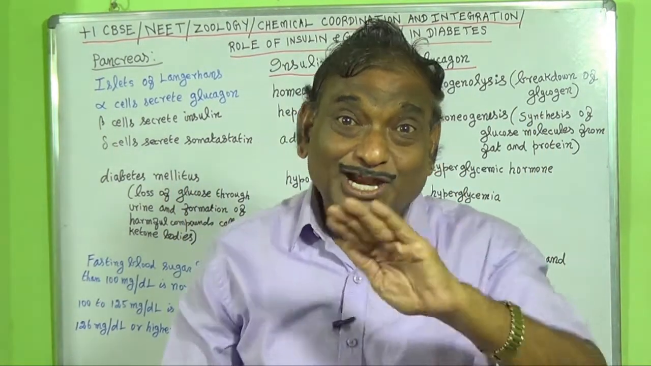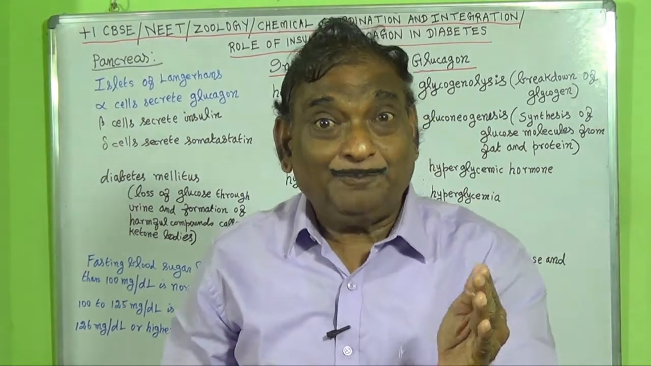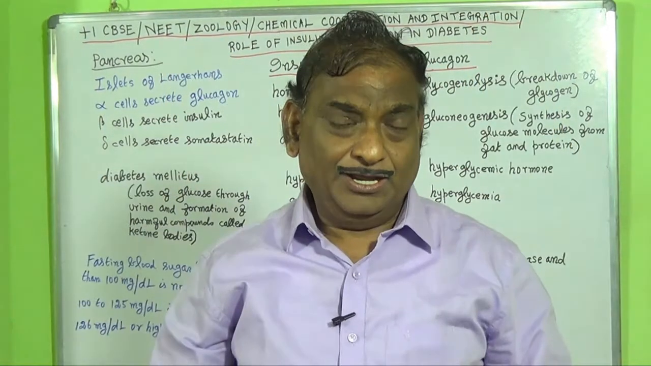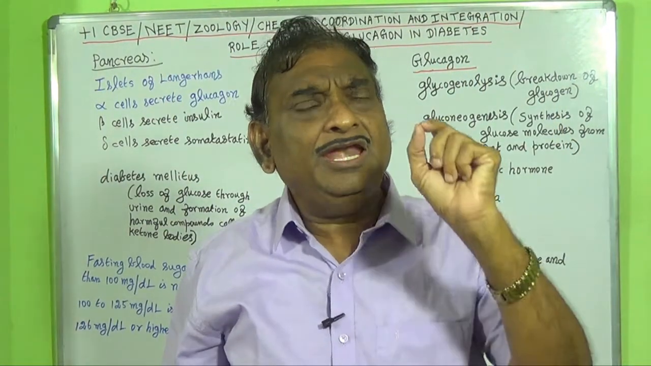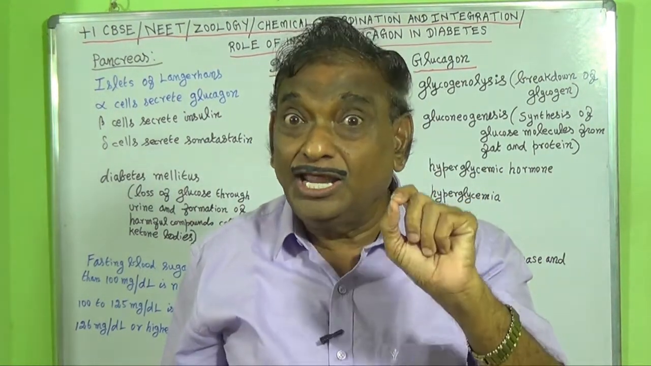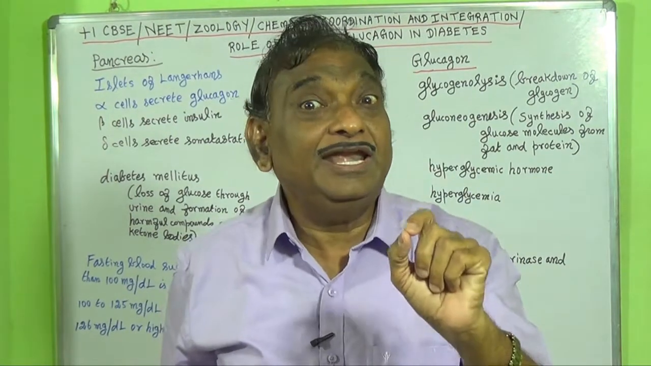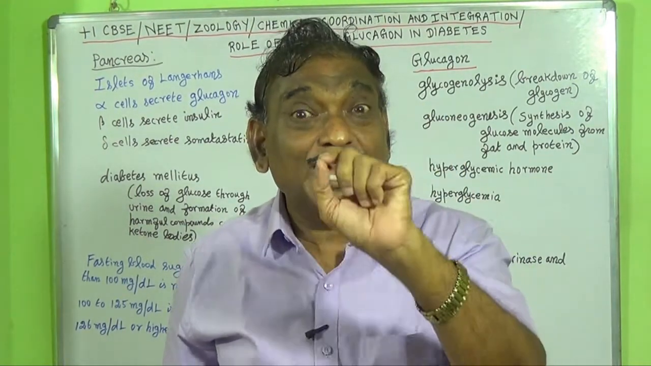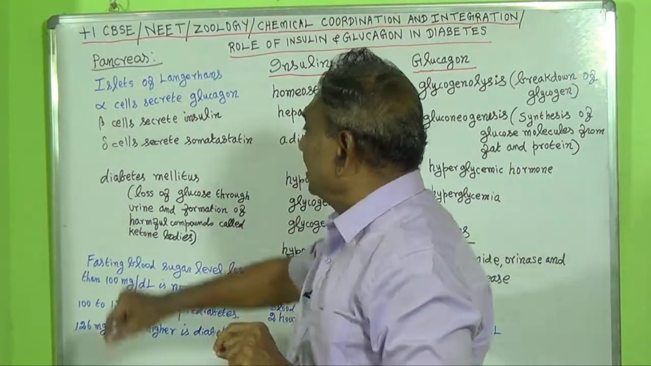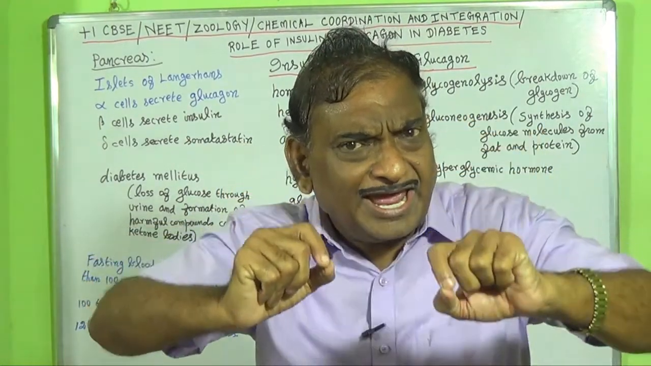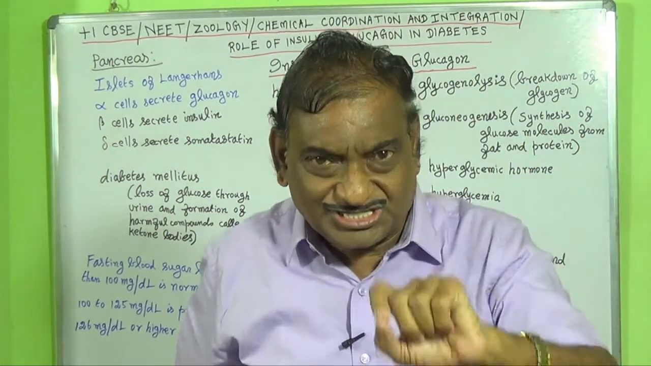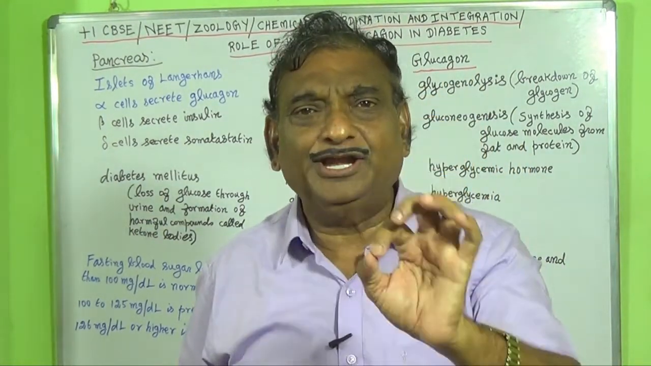As an endocrine gland, the pancreas contains islets of Langerhans. Do you know how many islets of Langerhans are present in the pancreas? Nearly 1 to 2 million islets of Langerhans are present in the pancreas. What are the islets of Langerhans? Islets of Langerhans are pancreatic cells secreting insulin and glucagon.